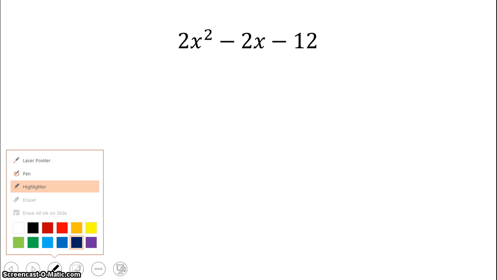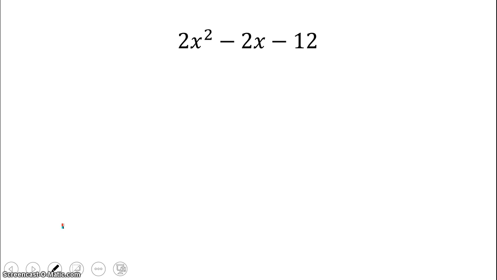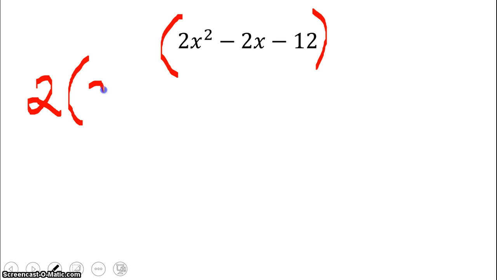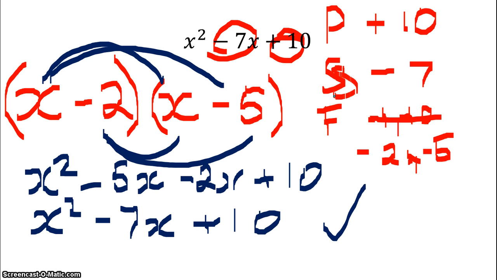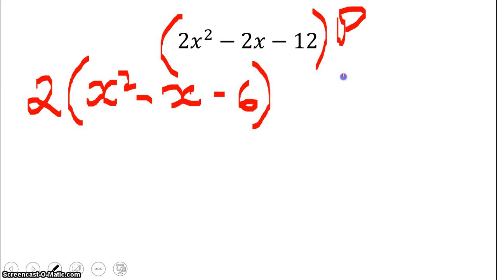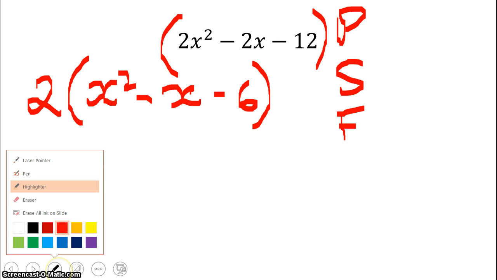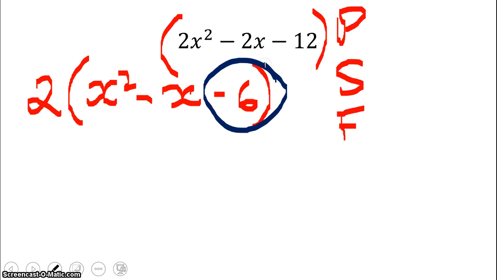This one here, we're going to have to take a slightly different tack. In this first one, I reckon we've got a common factor that we can pull out. I reckon we can pull a factor of 2 out and have x squared minus x minus 6. Once we've pulled that common factor out, guess what? Exactly the same process. PSF. Our product term, in this case, because we've pulled that common factor out, we're going to use minus 6.